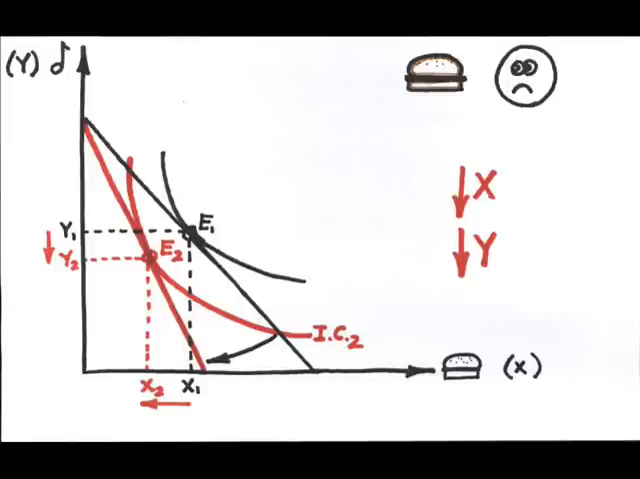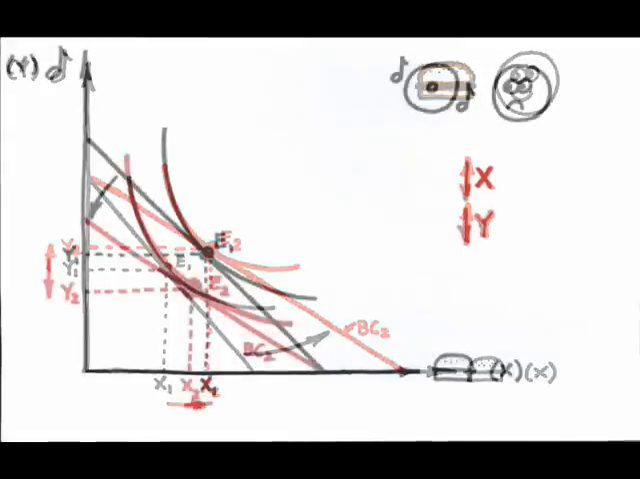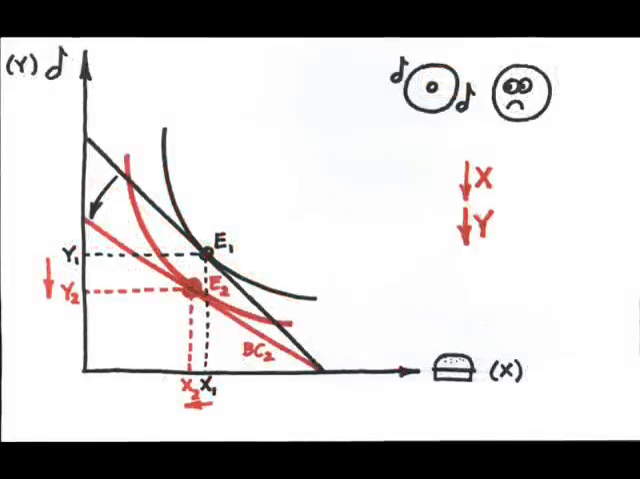Scenario 4, burgers get cheaper. Result? The less expensive food frees up additional income, which this consumer uses not only to buy more food, but also more music. Scenario 5, CDs get more expensive. Result? The consumer cuts back on both X and Y, that is food and music, as purchasing power is reduced.